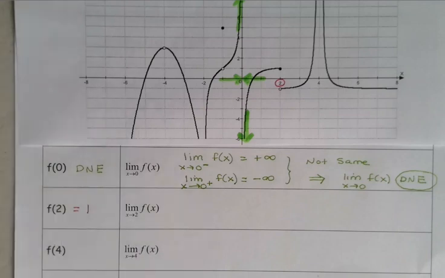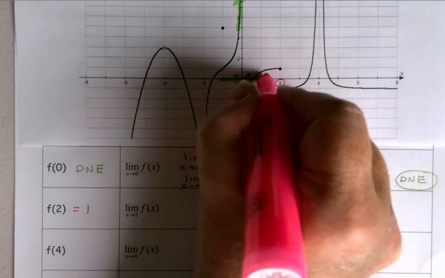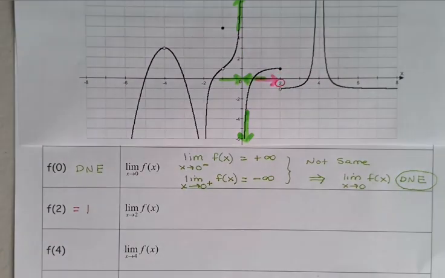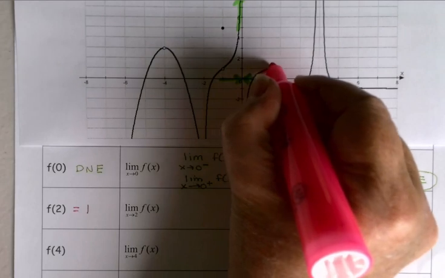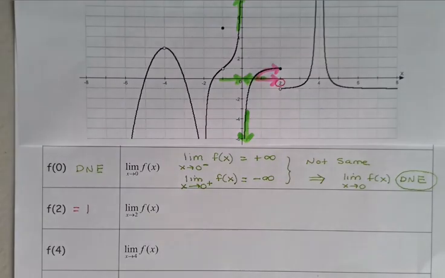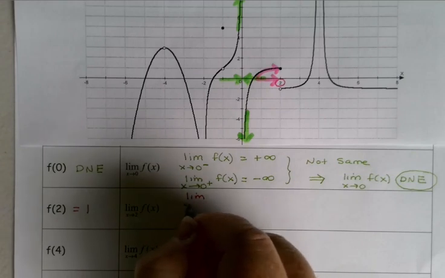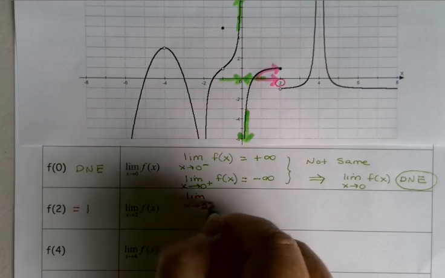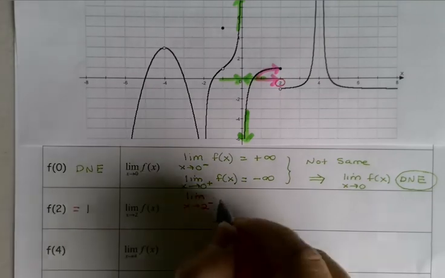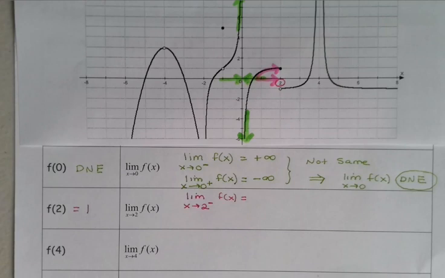Now what about the limit as x approaches 2? Well, as I'm approaching 2 from the left side, I can see on the graph that I'm headed toward that solid dot, or toward the y value of 1. So I can say the limit as x approaches 2 from the left side for f of x is equal to 1.